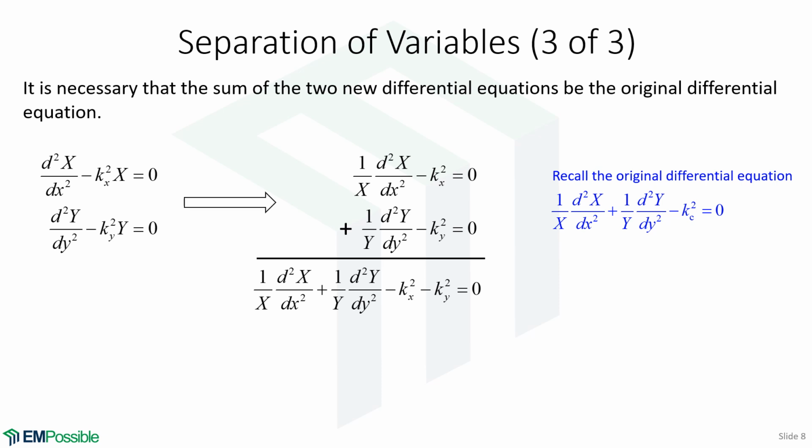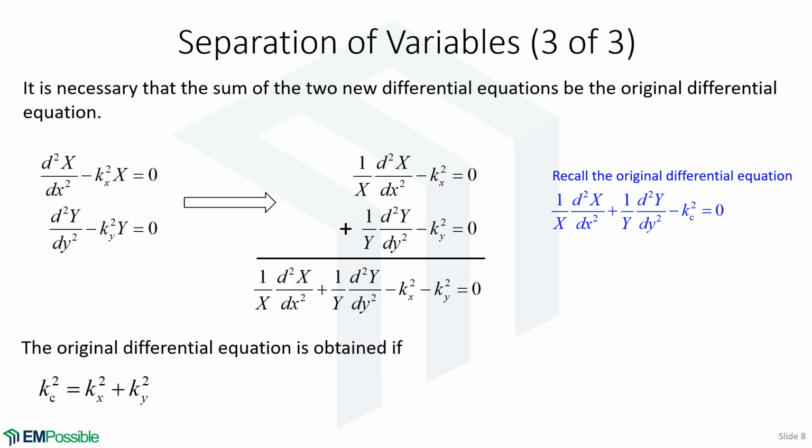At this point, we get a single differential equation, which was the sum of our two smaller differential equations. Let's compare that to the original differential equation. So in blue is the original differential equation, and we can see that these two equations will be the same thing if we let kc squared be equal to kx squared plus ky squared. So that will be our definition for the cutoff wave number, and it will let this separation of variables work for us.